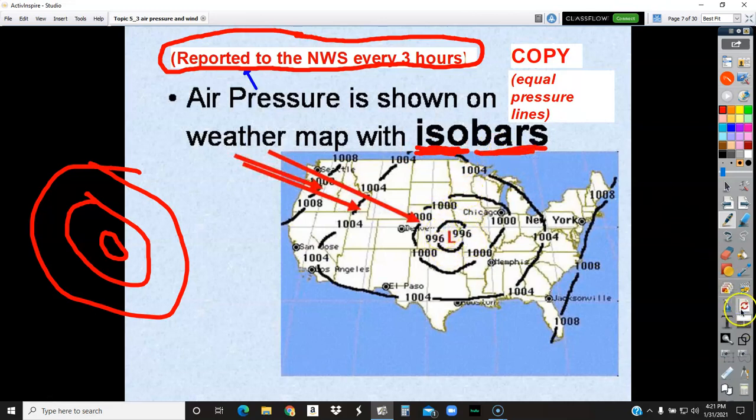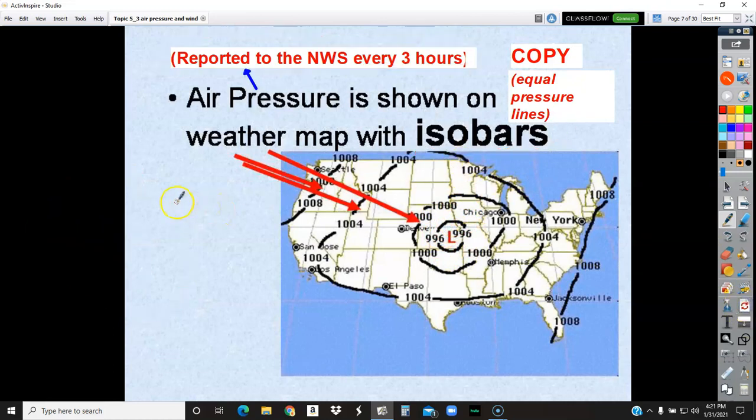And so they're usually drawn every 4 millibars. And you can see from this map, right here in the center of the country, there's a low pressure. That'll be an L. And then you see this first isobar, all the cities around the low that have a pressure of 996 millibars. And obviously, if the low is in the middle, that's the lowest pressure. As you work away from the low, the numbers are going to go up.